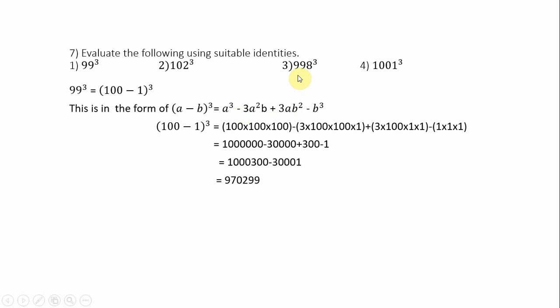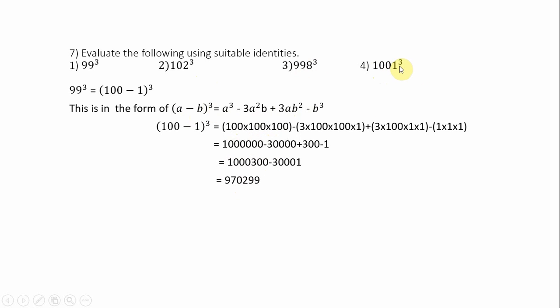This 998 whole cube, you'll be taking it as 1000 minus 2. 998 is nearer to 1000. So take this a as 1000 and b as 2, which becomes 998 cube. So as usual it is a negative case only. So the same pro forma you are going to write and substitute the values of a and b respectively as 1000 and 2. Then find out the final answer.